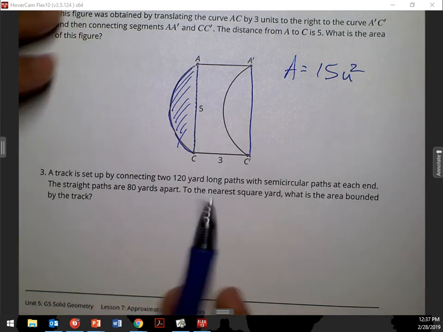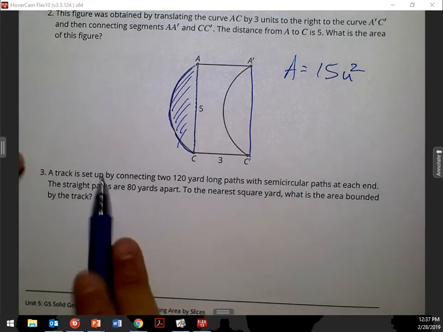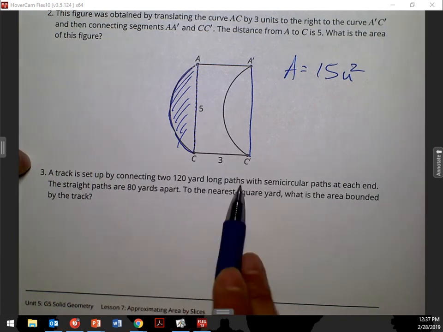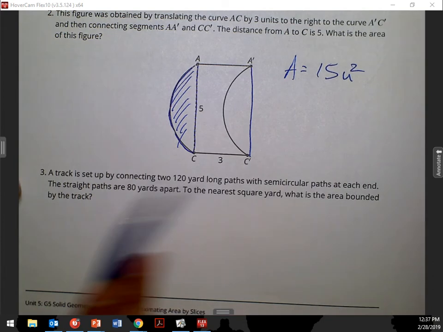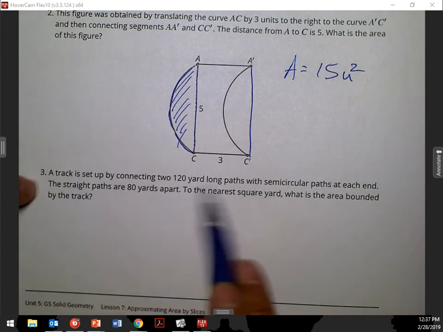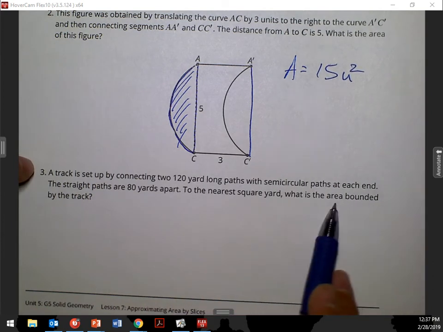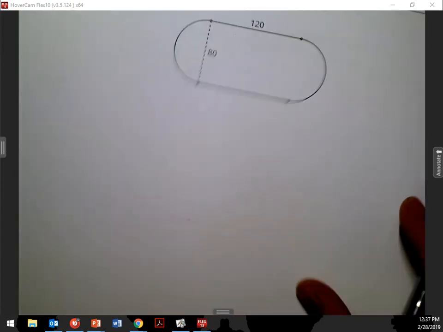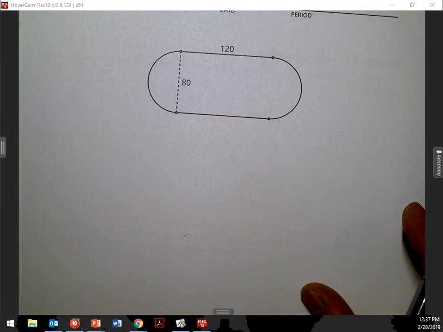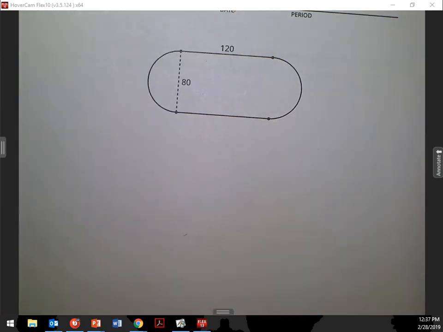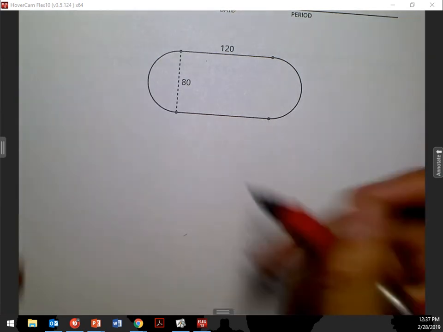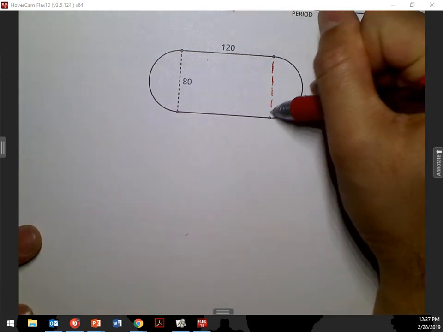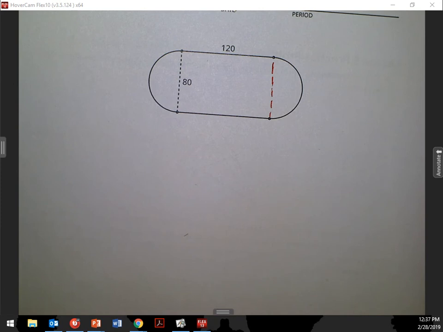Now this next one, the shape is on the other page. A track is set up by connecting two 120-yard long paths with semicircular paths at each end. The straight paths are 80 yards apart. To the nearest square yard, what is the area bounded by the track? Here it is right here. This is a compound area. So what is my compound area going to consist of? What are my two shapes?